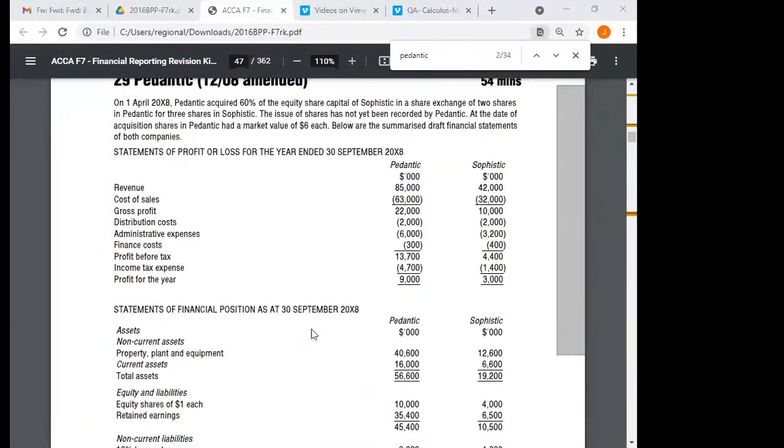When I go to my statement of financial position, here under non-current assets, under PPE, I will take 40,600 of Pedantic, 12,600 of Sophistic, and also add that 2,000, which was a revaluation upwards, what we call a fair value adjustment, which of course has already been factored in here, right? But interestingly, I have to calculate the depreciation on revaluation.